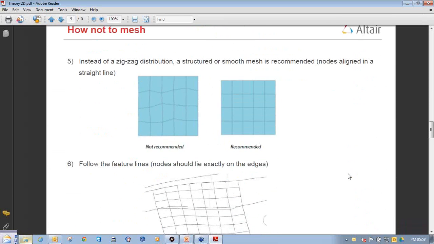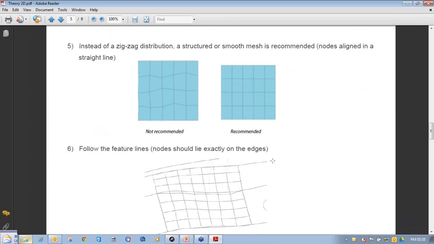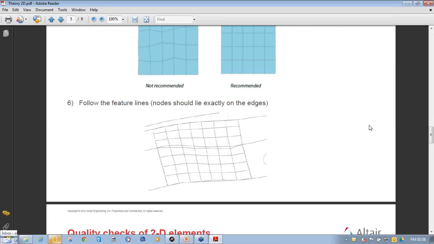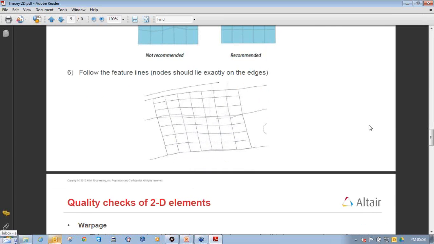Then the fifth point is, instead of zigzag distribution, a structured or smooth mesh is recommended. It is always better to have a smooth mesh pattern instead of a zigzag pattern. Then we should follow the feature lines, that is nodes should exactly lie on the edges so that we can simulate the proper geometry by discretizing that geometry using our elements and nodes. So all the nodes should lie on the geometrical features to simulate it properly.